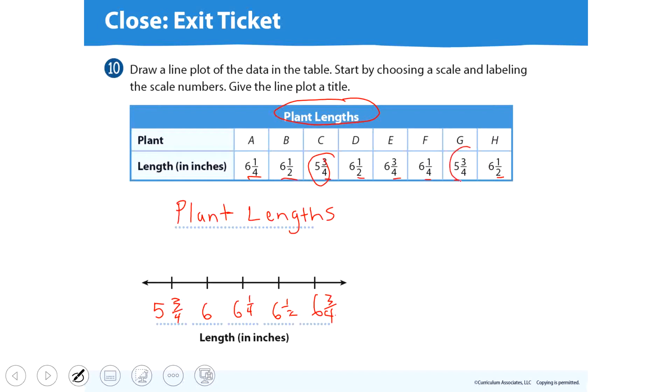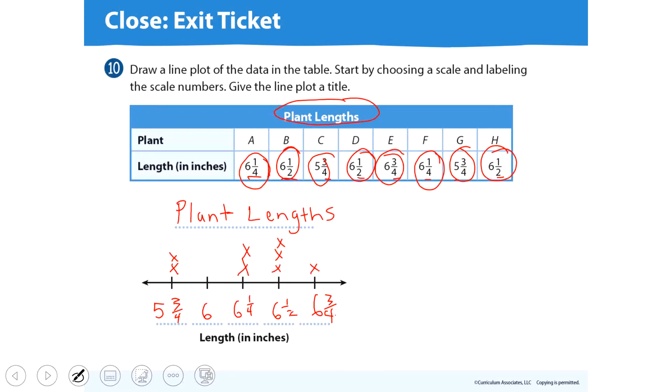Yeah, I'm only going to put 2. That's how many I have. How many x's am I going to put for 6? I'm not going to put any because I don't have any. How about 6 1/4? I have 2, so I'm going to put 2 x's. 6 1/2. I've got 1, 2, 3, so I'm going to put 3 of them. And then 6 3/4, I have 1. And that's it. That's how I make my line plot.